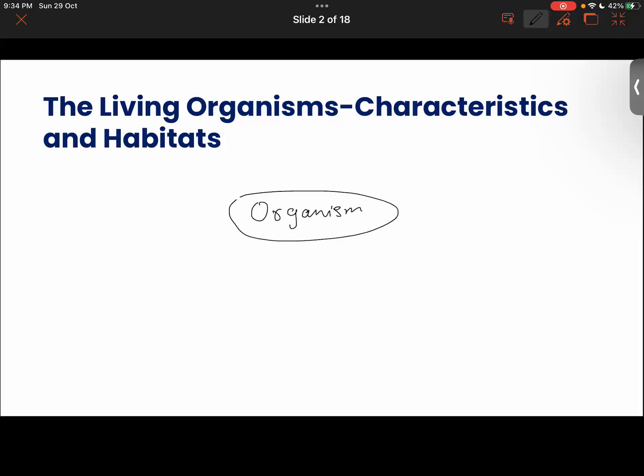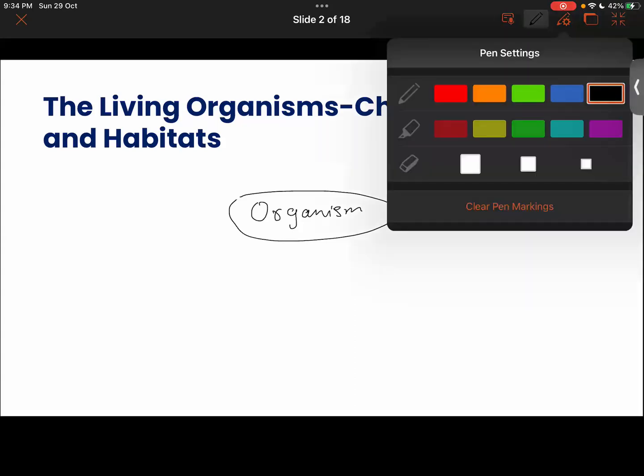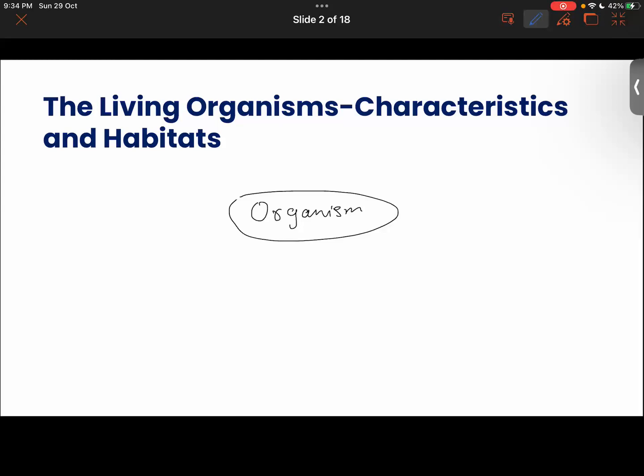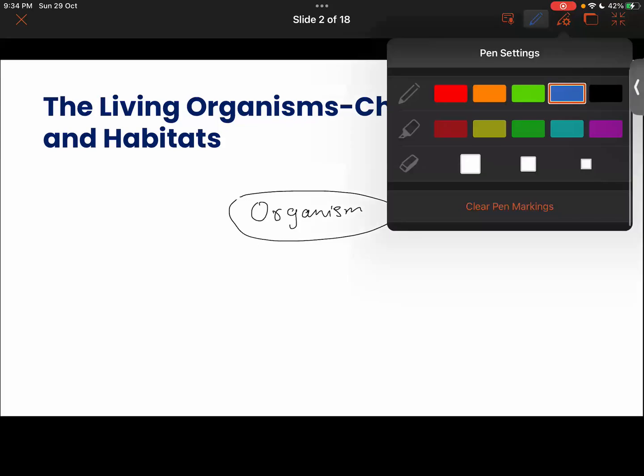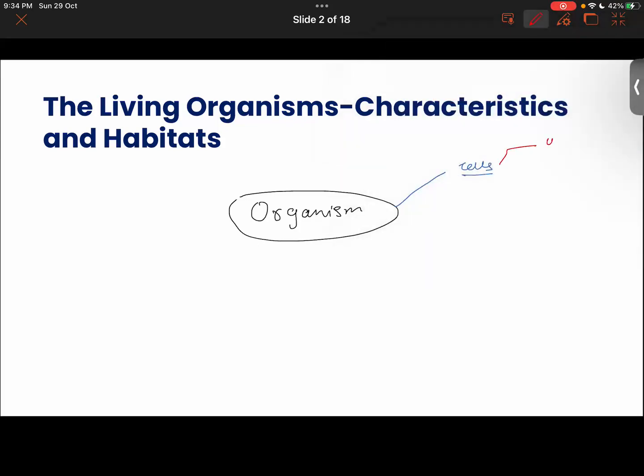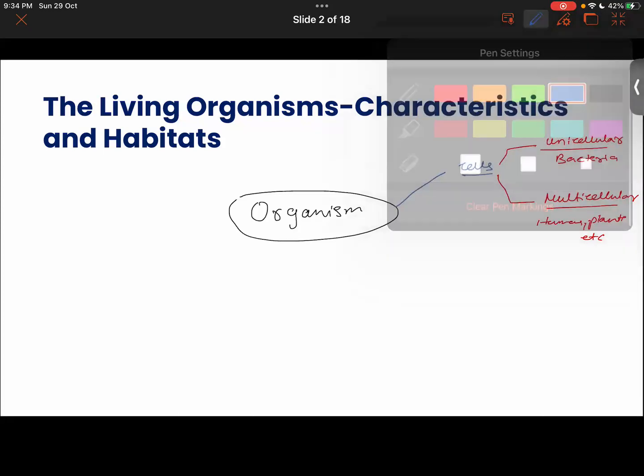One cell organism. Simply, organisms will be having cells in them. And there could be organisms having just one cell, that are unicellular, like the bacteria. And then there are ones which could be having more than one cell, which are multicellular, like we humans, plants, etc. Then what was another characteristic of organisms?